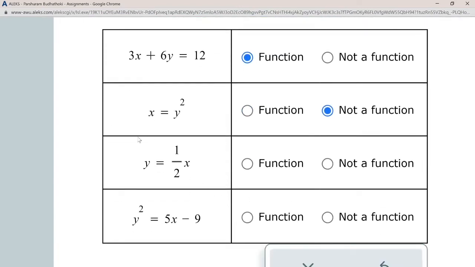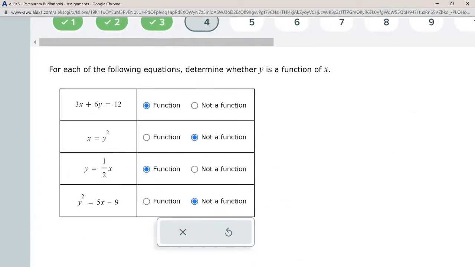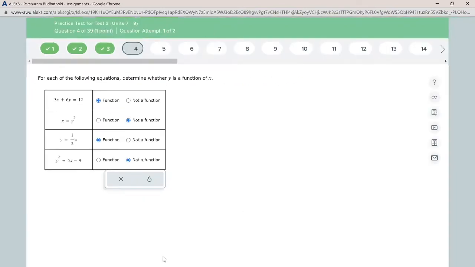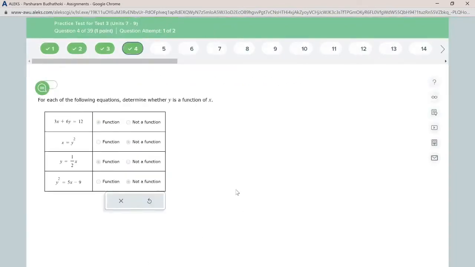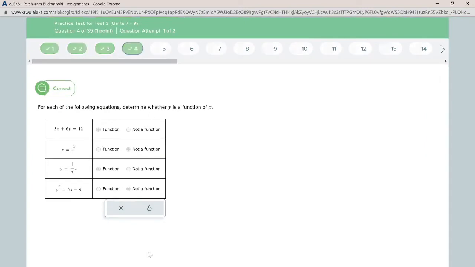Here y has a power 1, so it's a function. Here y has a power 2, so it's not a function. Since we are looking at y as a function of x, we have to focus on the power of y. And if the power of y is an even number, then that's not a function. If it's an odd number like 1 here, then it is a function. Let's go to the next problem.